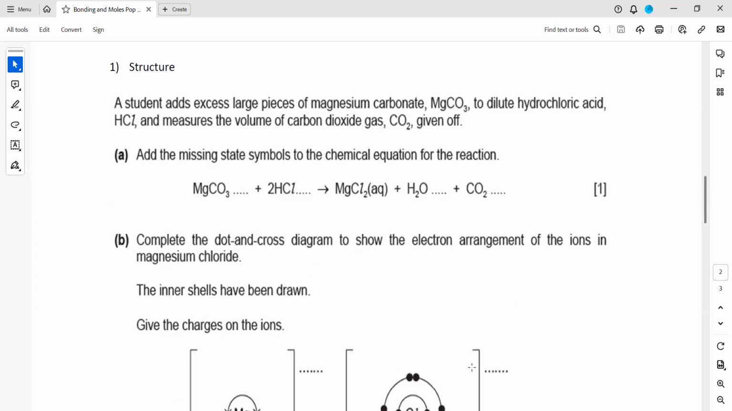So what is the state of metal carbonate? Metal carbonates are in solid state. What is the state of acids and alkalis? They are all aqueous, so we'll write aq. And what is the state of water? That is liquid at room temperature. And what is the state of carbon dioxide? It's a gas at room temperature. So you have to add the state symbols.